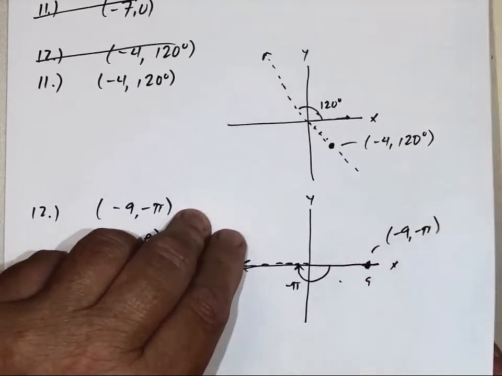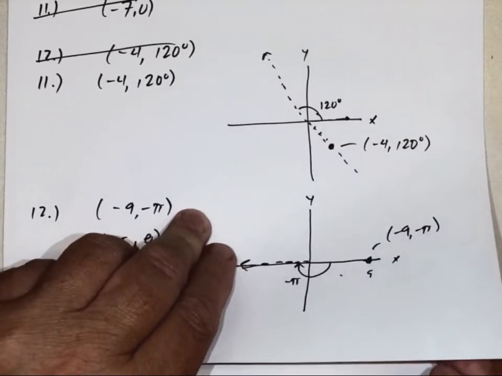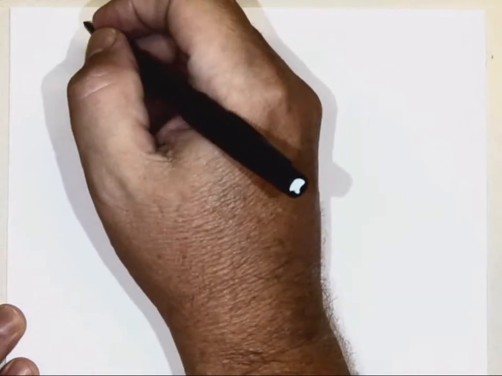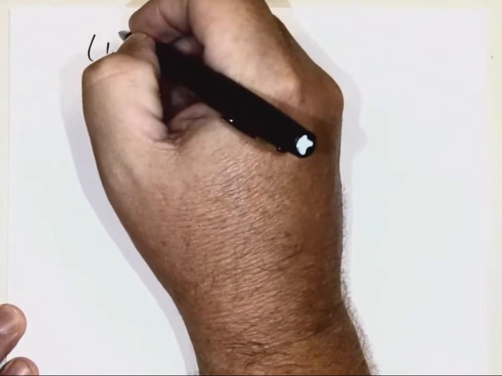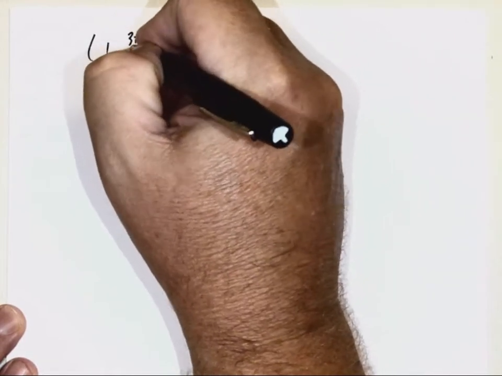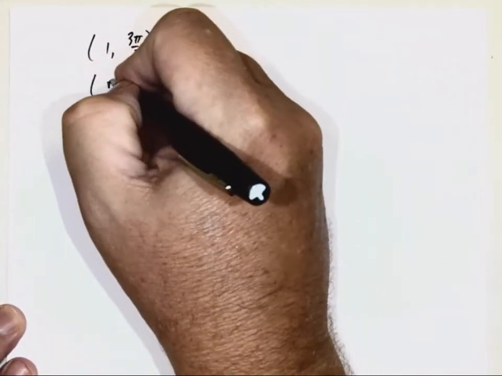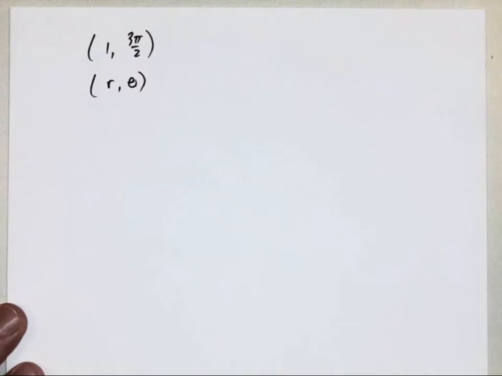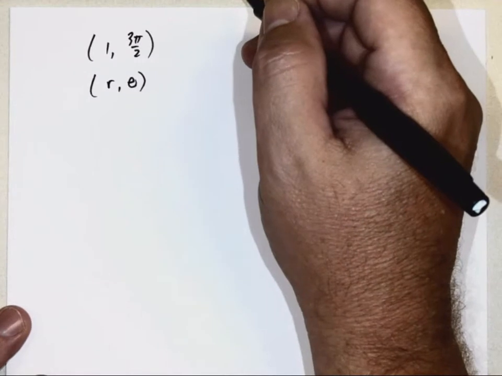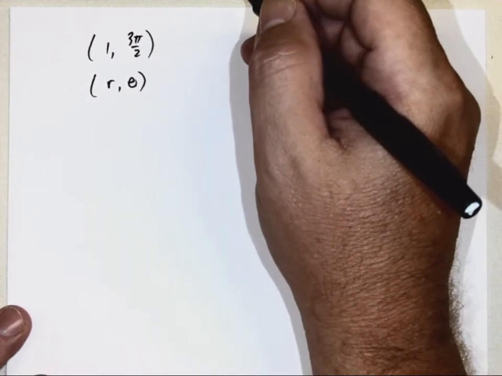So 13, still on polar coordinate kind of stuff. If you look at problem 13, it says plot the point, and this is given in polar coordinates: 1, 3 pi over 2. So polar coordinates. And find other polar coordinates of the point for which the following are true.